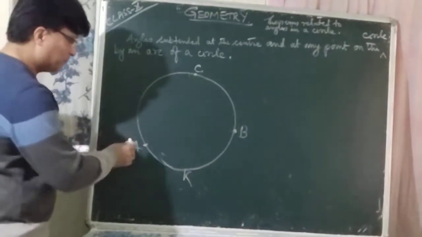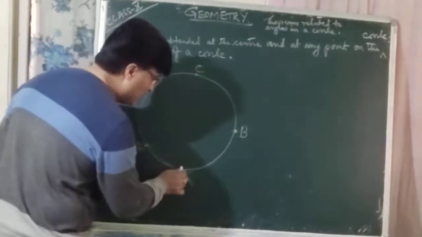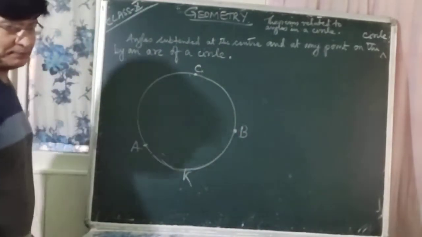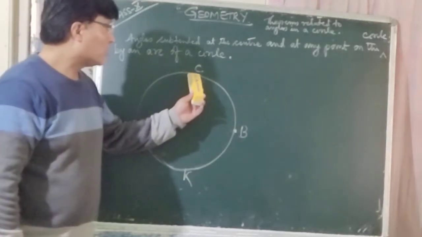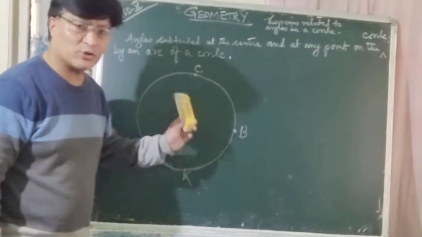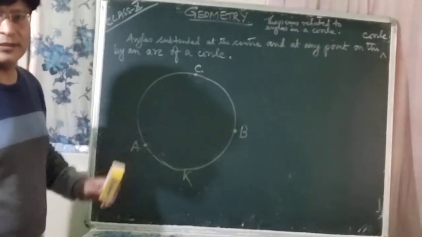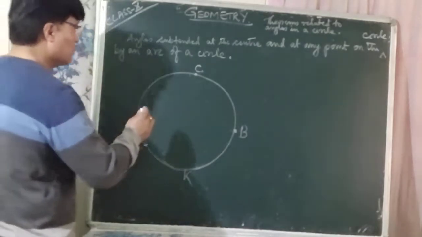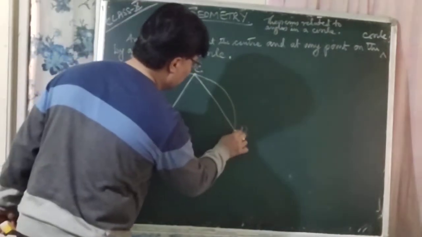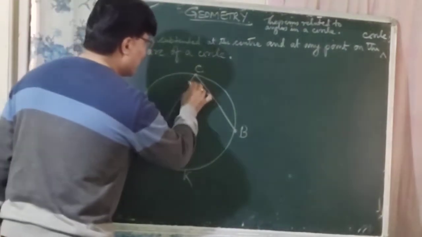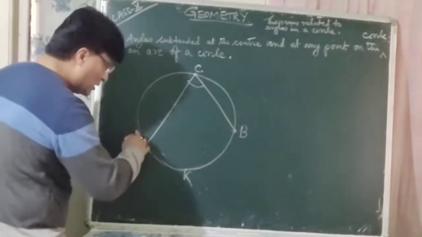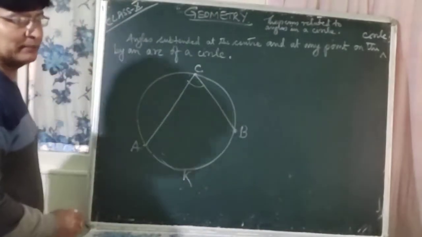Okay? AKB is one part of a circle. And ACB is the remaining part of the circle. So let us take C point on the remaining part of the circle, or on the circle. Okay? So now you join A and C, and you join C and B. So this angle ACB is the angle at the remaining part of the circle subtended by the arc AKB.